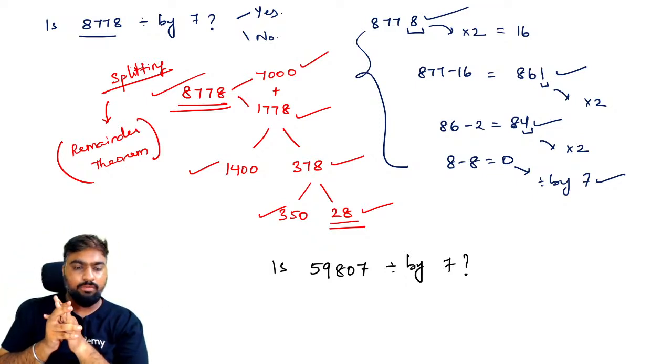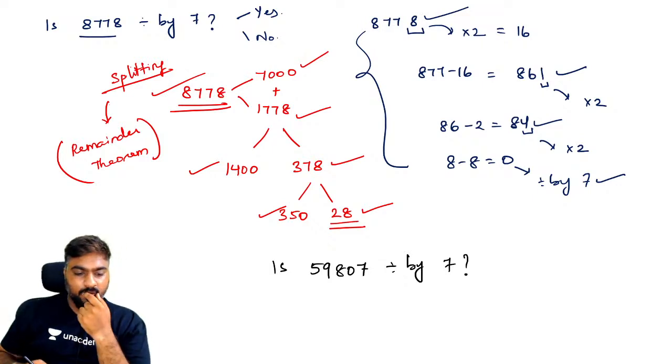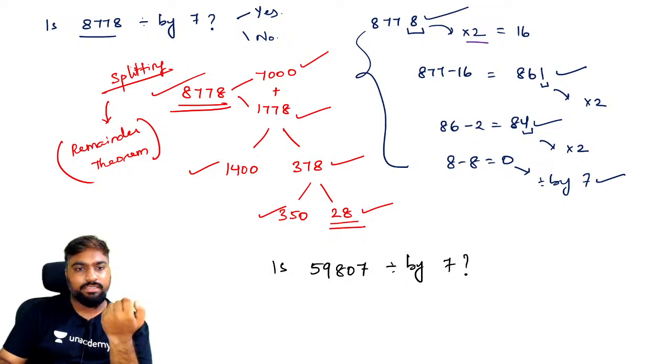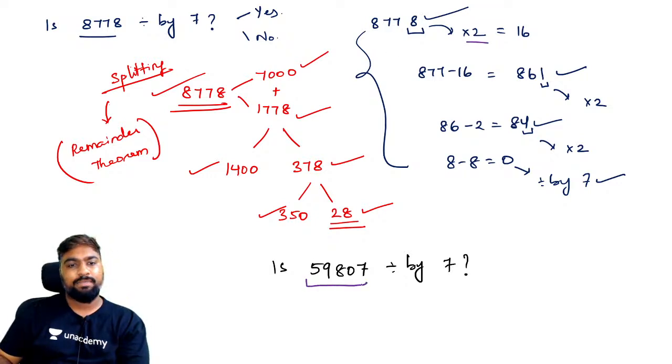Mansi says no. How about others? Nayan says no. Gaurav says no. Achal says no. Another Gaurav also says no. Very good. So would you rather do it like this? Take the last digit double, subtract it from the rest. It's a long process, right? Instead, what do? Split it.